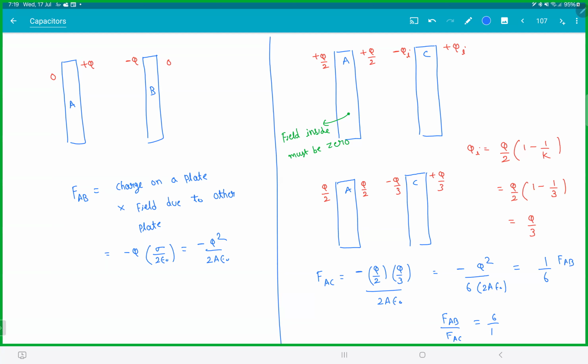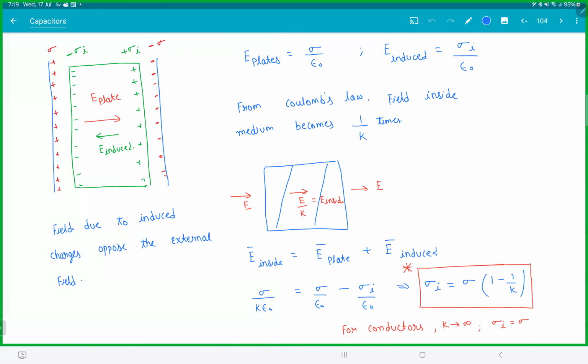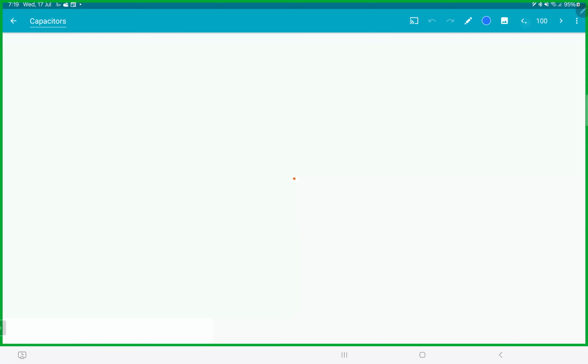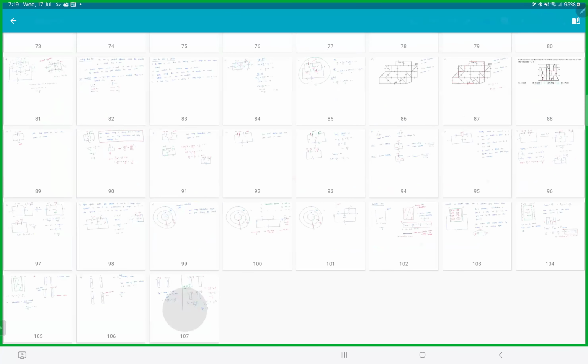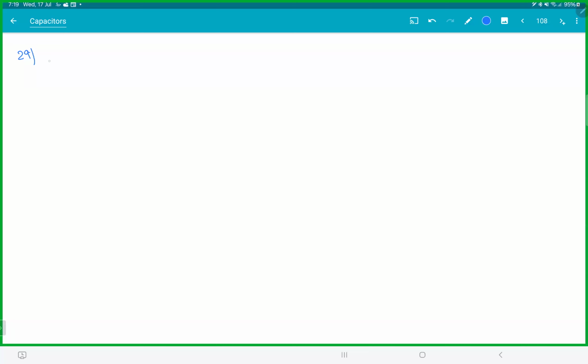Next thing, let's see something easy, which we have already done before. Whenever you keep a dielectric slab, the capacitance becomes K times. Let's get this thing. We have seen these kinds of questions in heat transfer, conductivity. So we have two parallel plates.